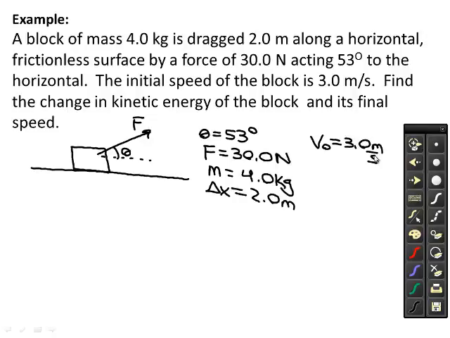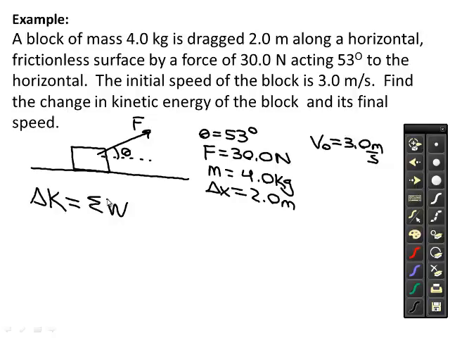Okay. Now, if we want to find the change in kinetic energy of the block, one way to do it would be to figure out the acceleration of the block over that distance of 2 meters. We could calculate the final velocity and then use that to get the change in kinetic energy, or we could just calculate the work done on the block. The work done on the block, the sum of all the work, is equal to the change in kinetic energy. So if that's true, I should be able to do that.